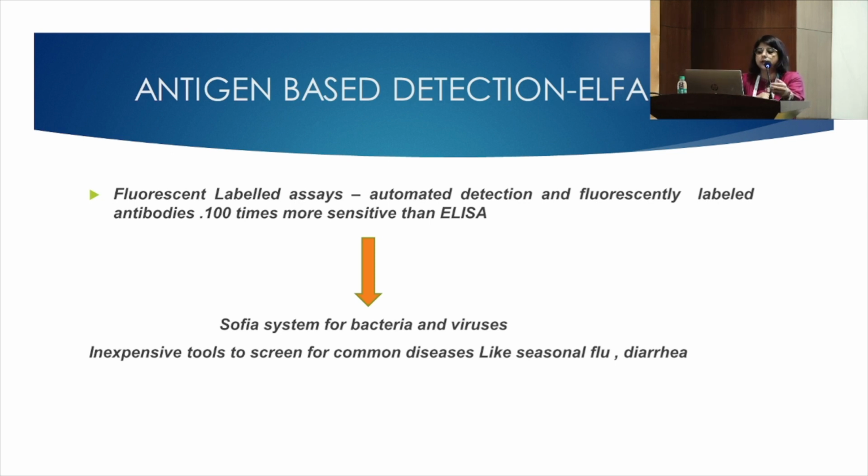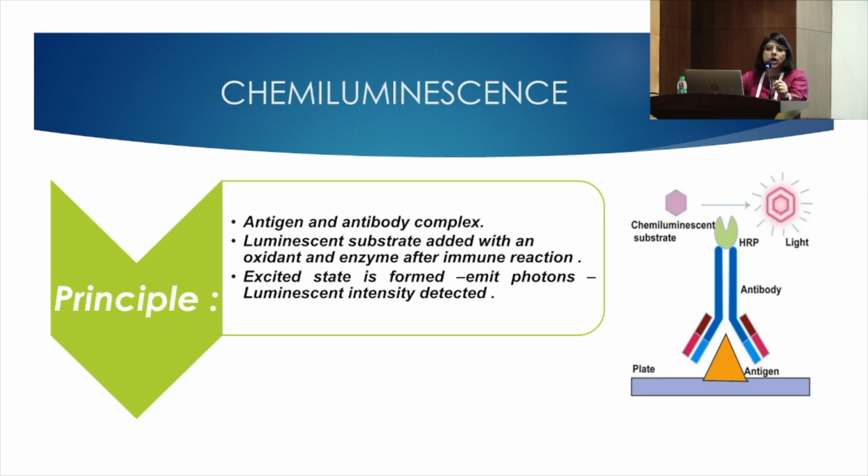It's an automatic detection. Fluorescently labeled antibodies are detected. It has been used for bacteria as well as for viruses. The other thing is chemiluminescence. So that's the same thing. The fluorescent-based assay is also called chemiluminescence, where antigen-antibody complexes are formed. There's a luminescent substrate which is added with an oxidant and enzyme. Basically, the luminescence which is produced, its intensity is detected.